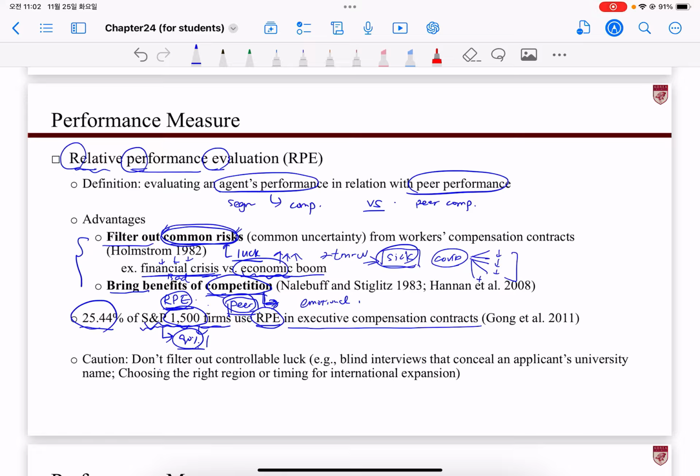But there is some caution for the RPE. When you use RPE, I said that we need to screen out the luck that we can't control, like the market boom or market crisis. But what if there is luck that you can control beforehand, which we call controllable luck? And the suggestion is that you shouldn't be filtering out all the controllable luck.